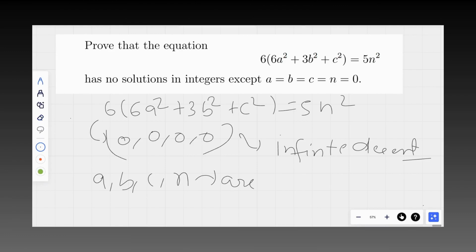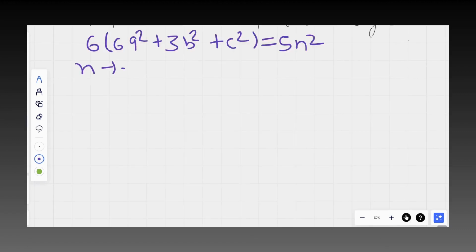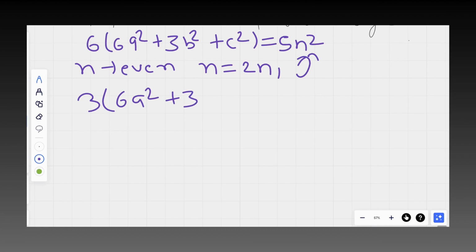are divisible by 2. N is even, so assume n is equal to 2n1 and put this in the equation. So we will get 3 into 6a square plus 3b square plus c square is equal to 5 into 2n1 square.